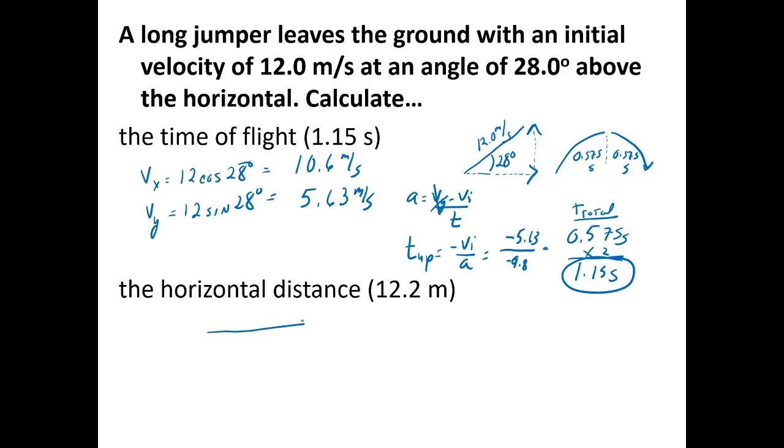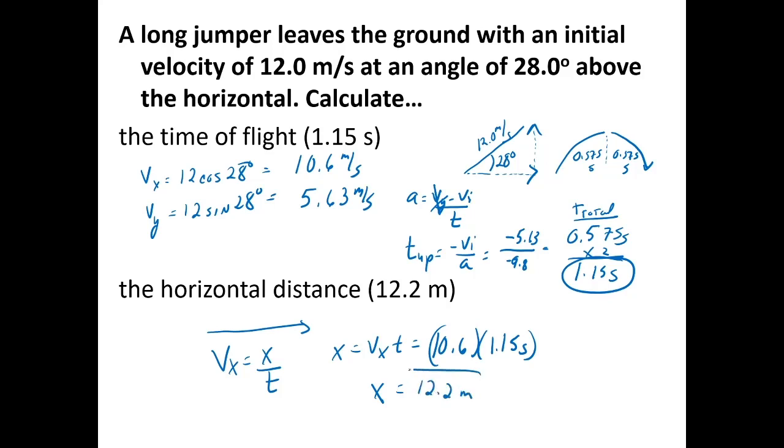Now to get the horizontal distance, well, that's in the x direction. Vx is distance over time, because there's no acceleration in the x direction, so x is Vx times t. We don't want the overall velocity, we only want the x component, which was 10.6 times 1.15 seconds, to get us a distance of 12.2 meters.